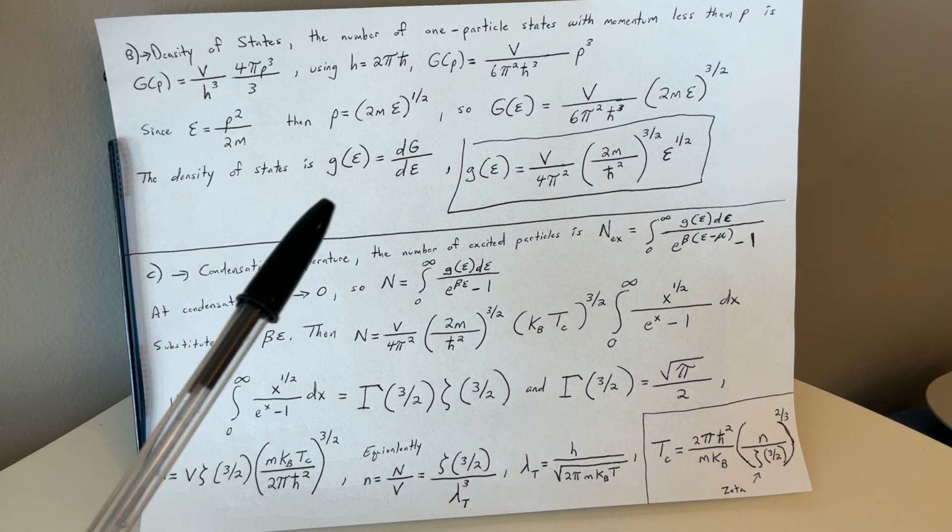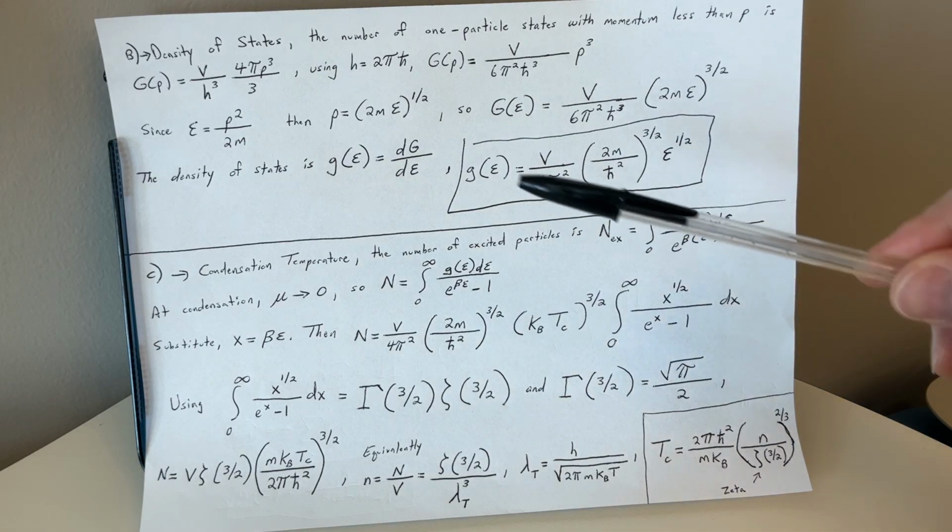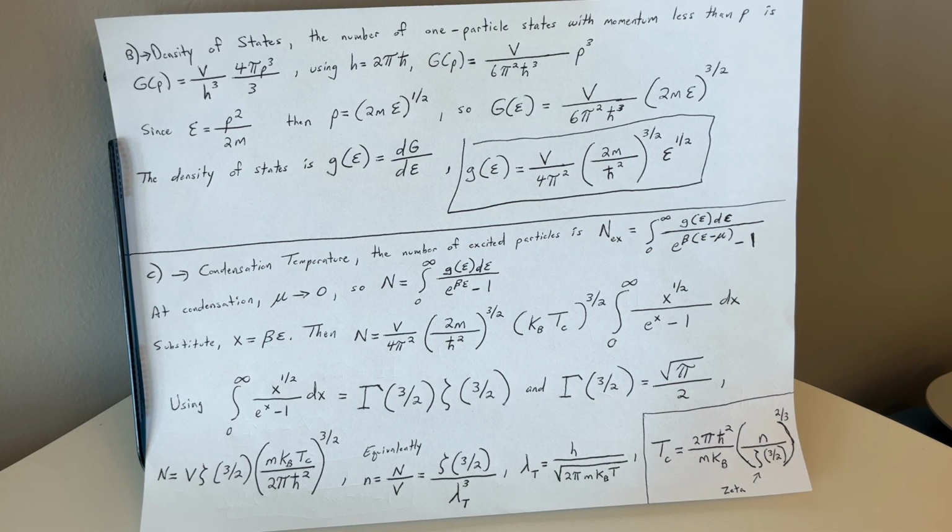So the density of states is g of epsilon equals the derivative of G with respect to epsilon. So we get g of epsilon equals V over 4 pi squared times the quantity 2m over h bar squared raised to the 3/2 times epsilon to the 1/2. So that's the density of states, g of epsilon, for the system.